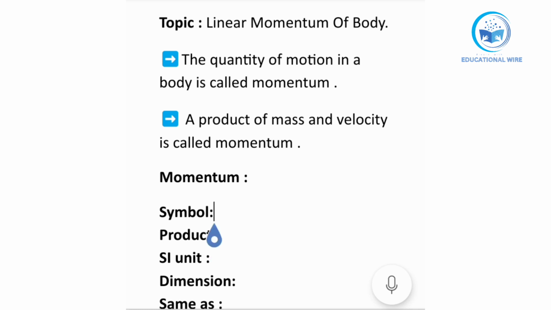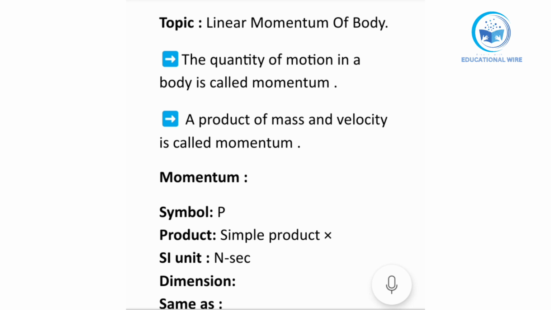Okay, so talking about its symbol, the symbol of momentum is represented by P. It's the simple product. Simple product means the product is done with a cross. Talking about its SI unit, the SI unit of momentum is Newton second, but we should also know how its unit is Newton second.